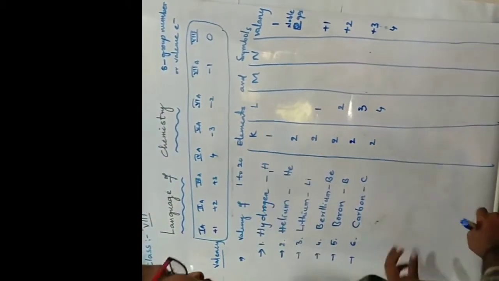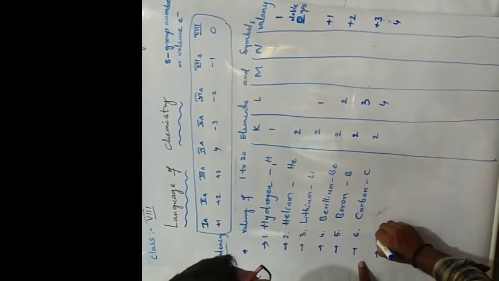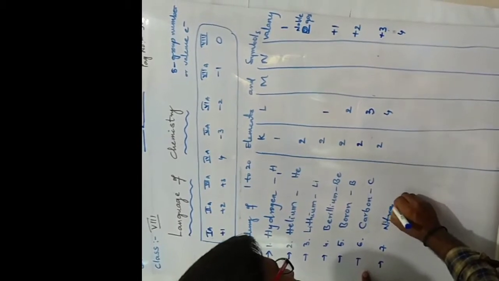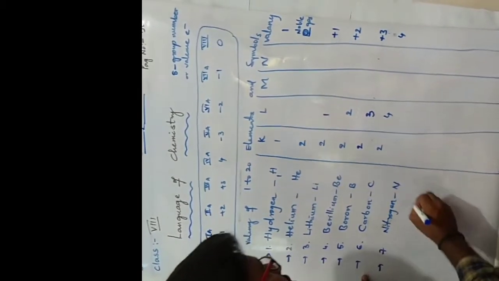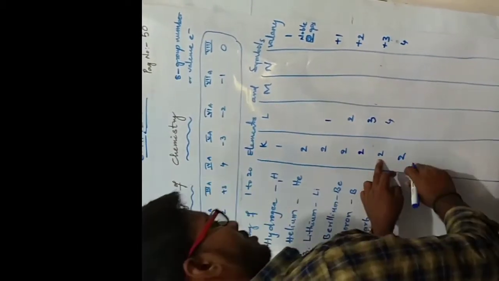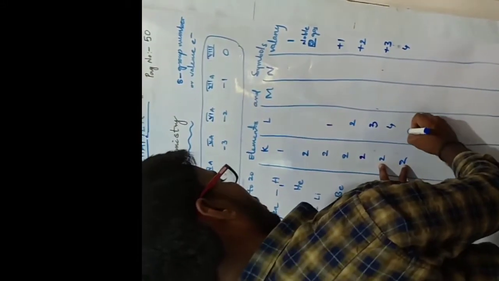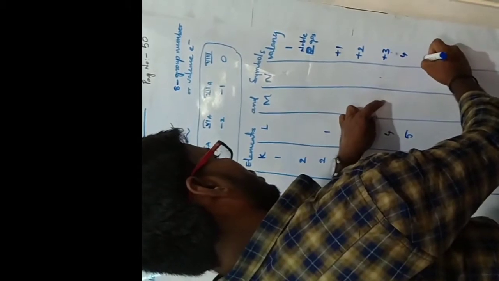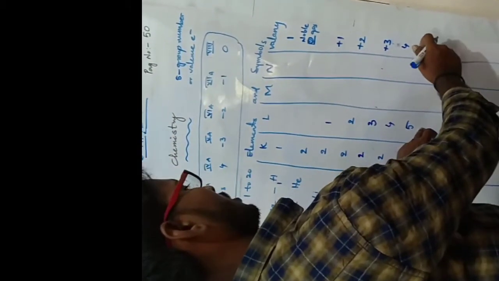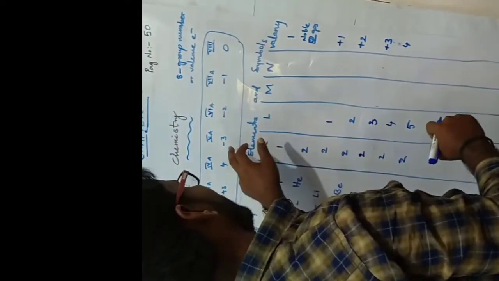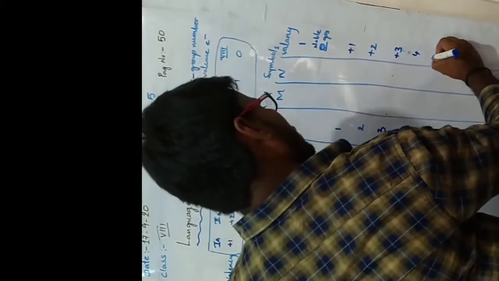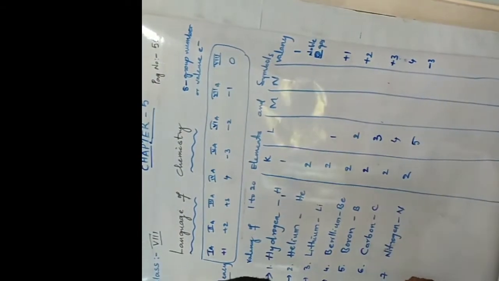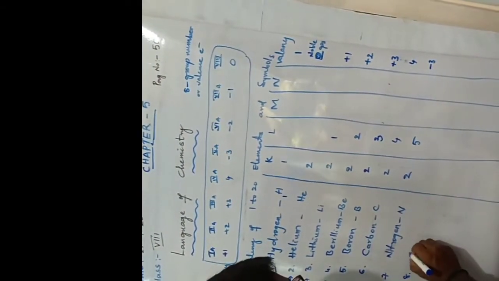And the seventh one, nitrogen. Symbol of nitrogen is N. Electronic configuration 1s2, 2s2, 2p3. That means a total of 5 electrons. So what is the valency? 8 minus 5 means 3. So the valency is minus 3. Fifth A group element. Eighth one, oxygen.